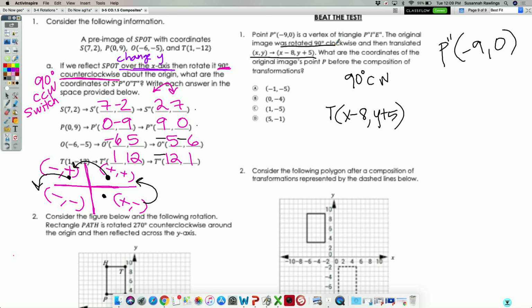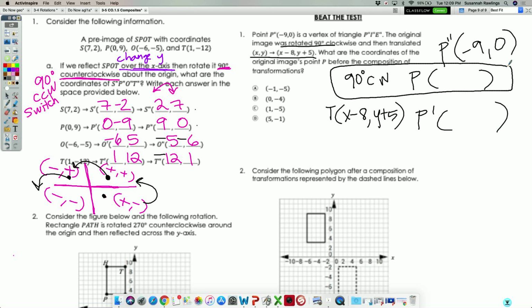What is the question asking me to find? The original, which is our pre-image, right? So we're looking for P just on its own. But we have gone through how many transformations? 2 to get there. So this would really be my P prime, and then afterwards, this would take me back to my original. So we're really looking for that last one here.